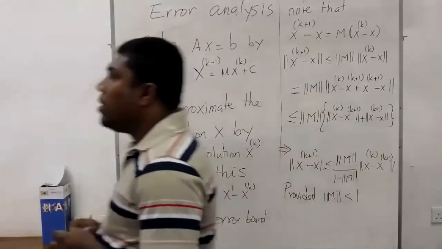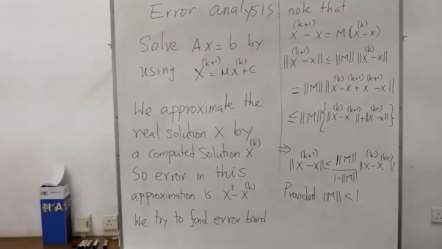Right, so this inequality is true as long as 1 minus norm of m is positive. So clearly norm of m should be less than 1. Then only 1 minus norm of m is positive, and then you can divide by 1 minus norm of m on both sides and you don't get the inequality flipped the other way around. That's how you do the computation. So this is called the error bound.